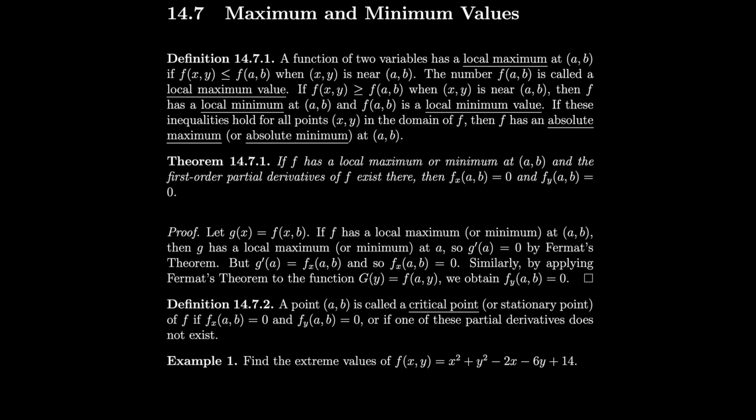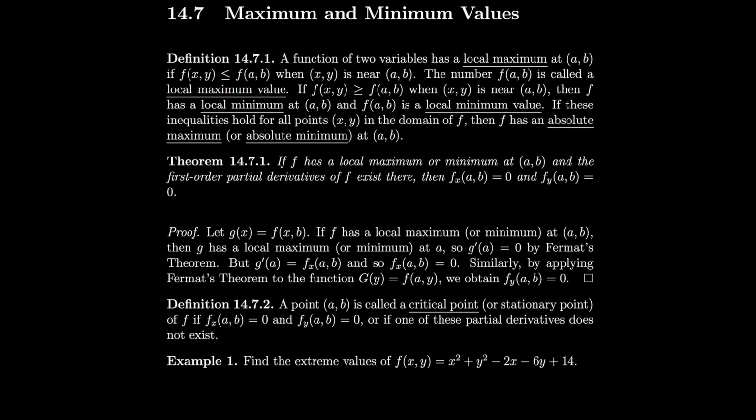If f(x, y) is greater than or equal to f(a, b) when (x, y) is near (a, b), then f has a local minimum at (a, b), and f(a, b) is a local minimum value. So in other words, if we're looking at a particular point and it's bigger than all of the nearby points, then it must be a local maximum.